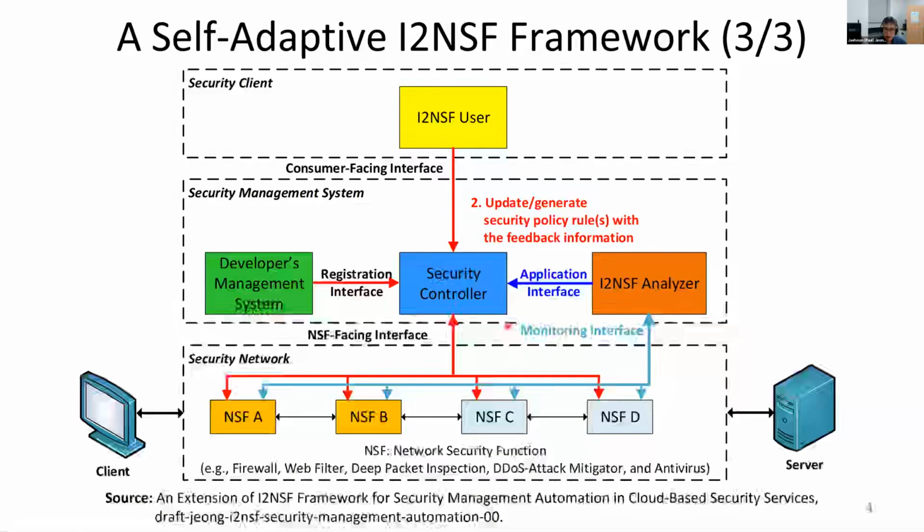So we can see this extended I2NSF framework providing a feedback control loop. We collect NSF monitoring data, process the data with machine learning technology, and deliver feedback information to the security controller. The controller delivers new or updated security policy to the appropriate NSFs. This extension of the I2NSF framework is described in my new ID.